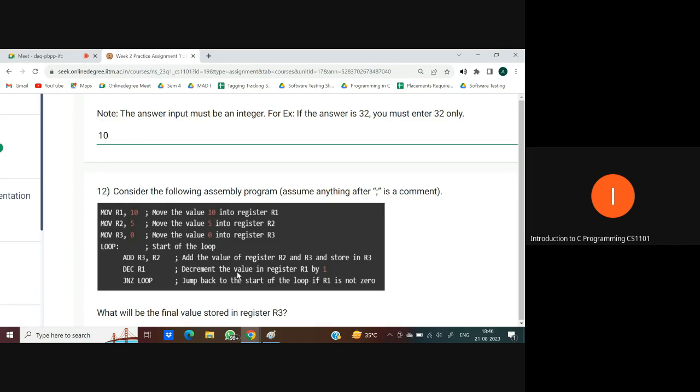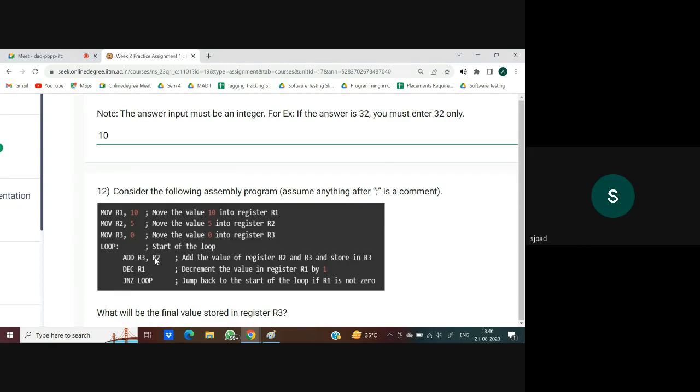After that, you have to decrement the value in register R1 by 1. And then you check a condition: jump back to the start of the loop if R1 is not 0. So what you are basically doing is decrementing the value of R1 each time. So the very first time when you perform this calculation, R3 plus R2, what will it give you?